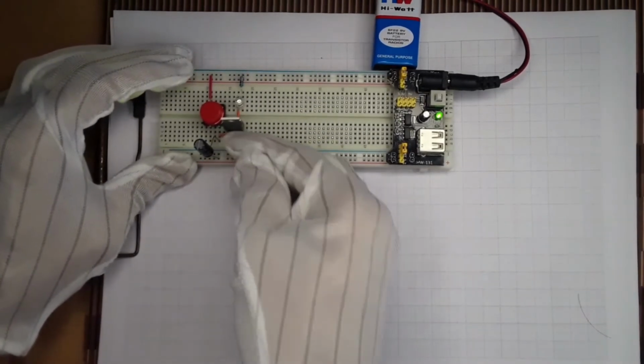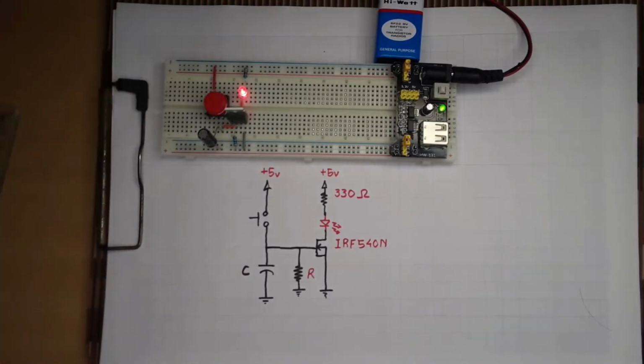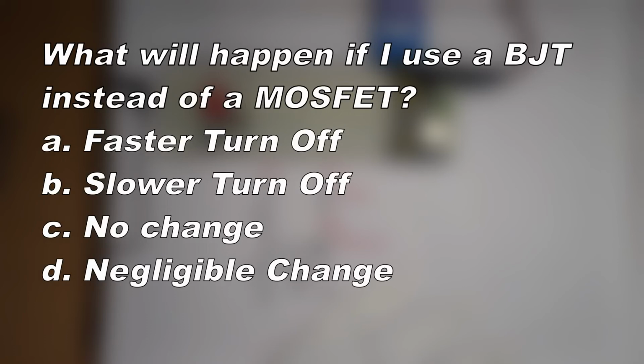And before you go, I have a question for you, a homework of sorts. I want you to think over it and write the best explanation you can in the comment section. I will read them all and pin the best explanation on the top. So here it goes. What will happen if I use a BJT instead of a MOSFET? It will turn off faster, it will turn off slower, no change or negligible change.